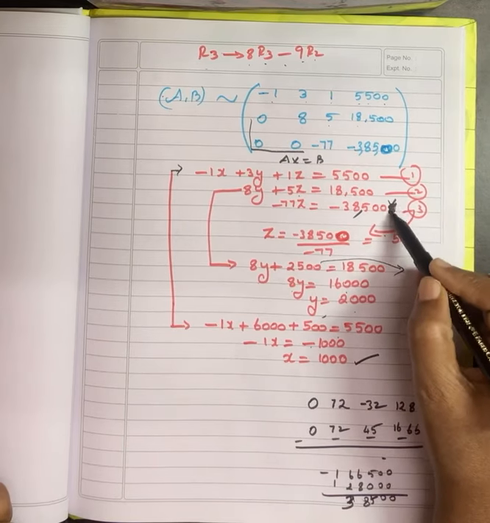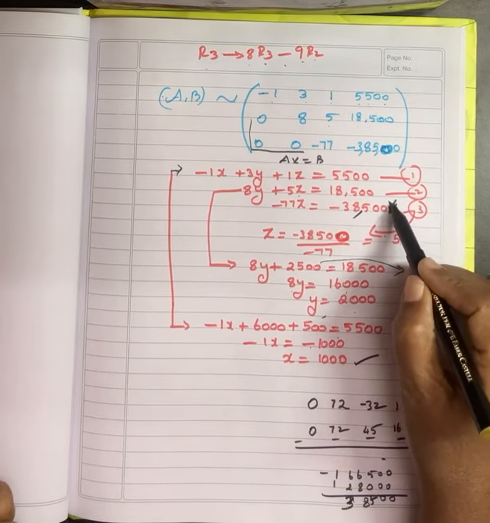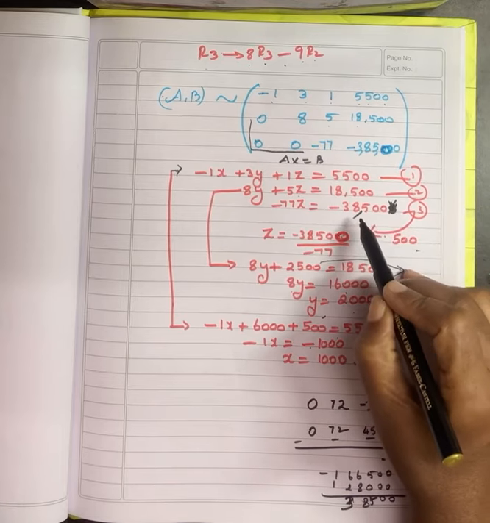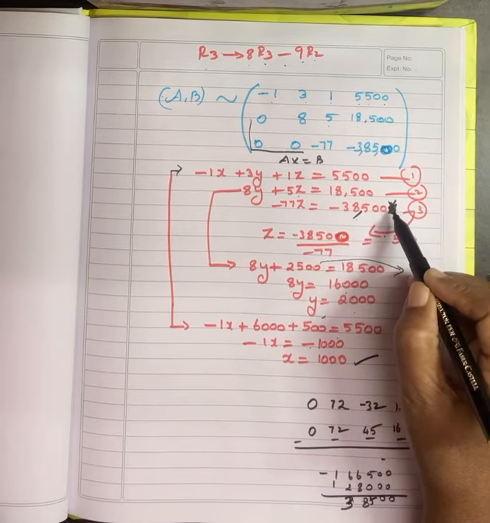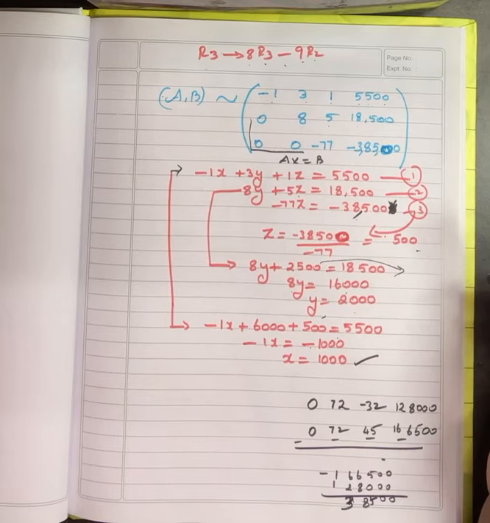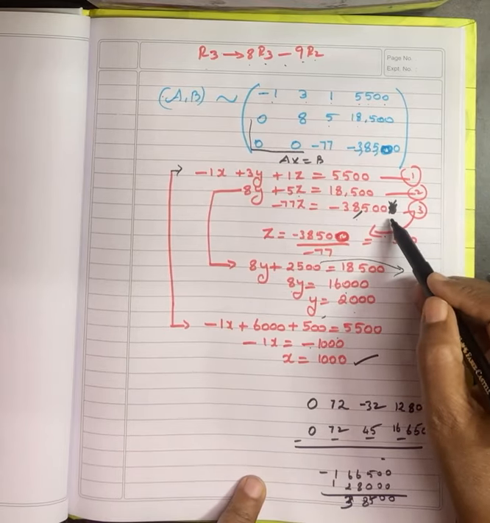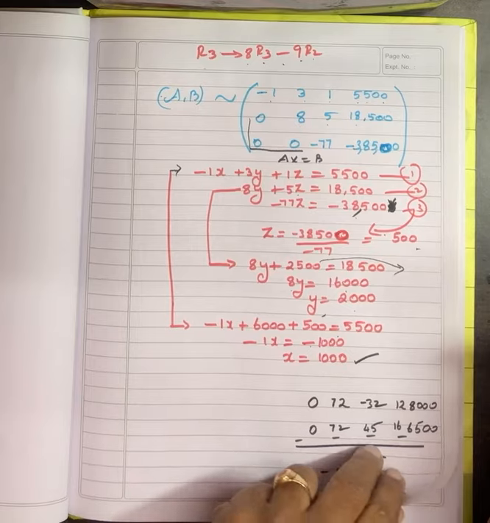In the notes, please change this. The third equation, it is 38,500. I have written one more 0. So please change that. In the notes, you change this. We go to the next sum.